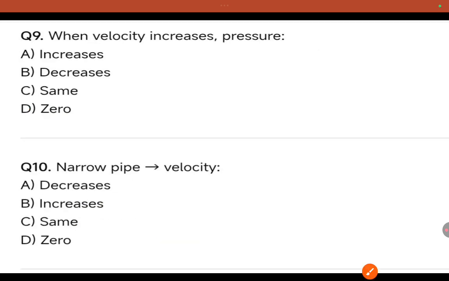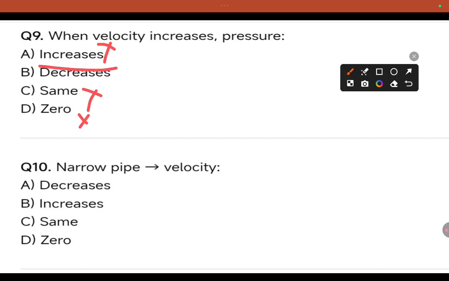Okay. When velocity increases, pressure? Tell me. When velocity increases, where is the pressure? Does it increase? No. Same? No. Just now we discussed it. Pressure is opposite to the velocity, so it decreases according to Bernoulli.